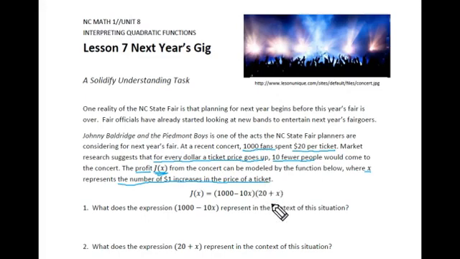The second linear factor is 20 plus x. We know that 20 is the original cost of the ticket, and x represents each $1 increase. So altogether, this factor right here would represent the new cost of the ticket price.